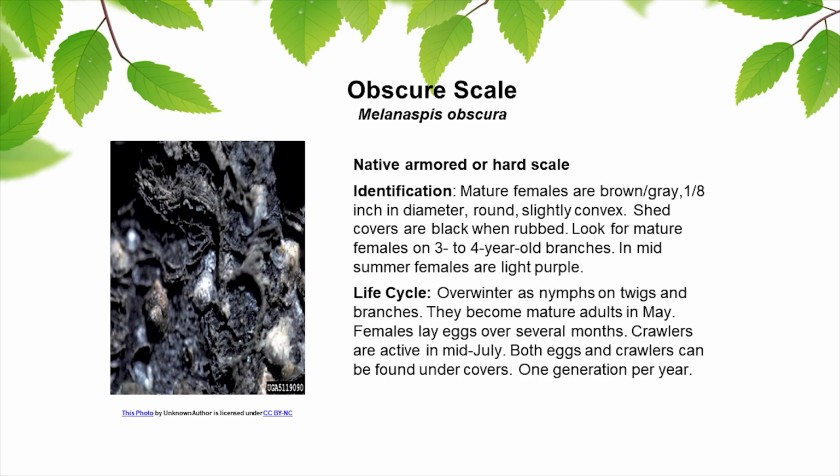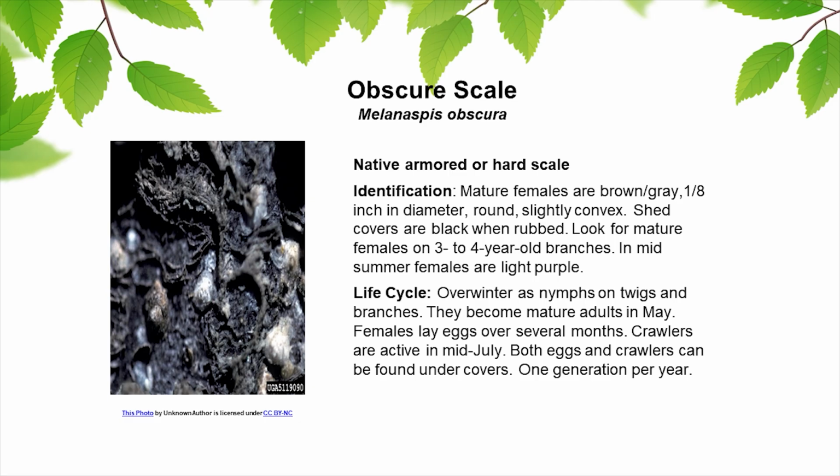Obscure Scale. Obscure Scale is a native armored or hard scale. Mature female Obscure Scale are brown-gray in color and 1/8 of an inch in diameter. They are round and slightly convex. Shed covers are black when rubbed. Mature females can be found on 3 to 4 year old branches. In midsummer, females are light purple.